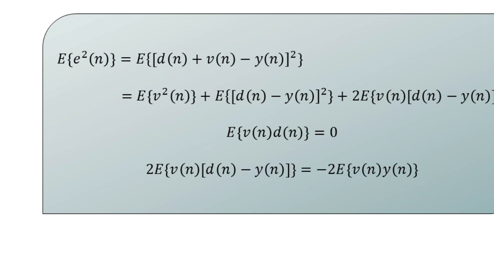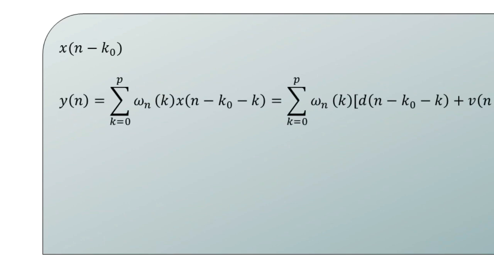Additionally, since the input to the adaptive filter is here denoted by x of n minus k suffix 0, the output y of n can be expressed as y of n is equal to the summation k equal to 0 to p of w suffix n of k multiplied by x of n minus k0 minus k, which can further be expressed as the same summation, w suffix n of k kept as it is, and instead of x of n minus k0 minus k, we substitute a square bracket that has the first term d of n minus k0 minus k added by v of n minus k0 minus k.